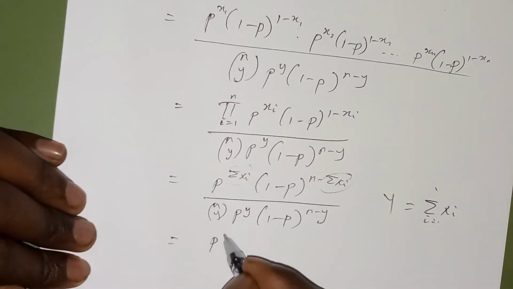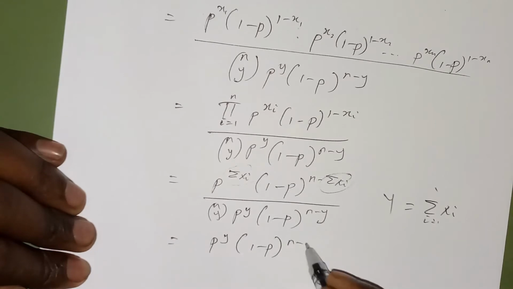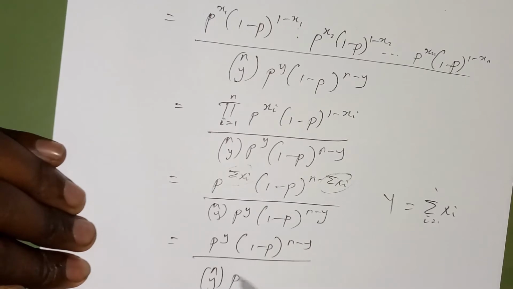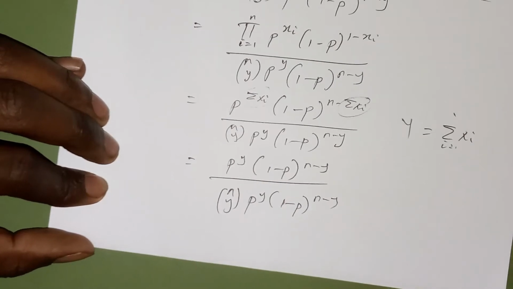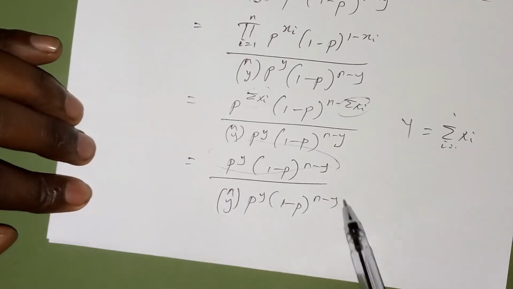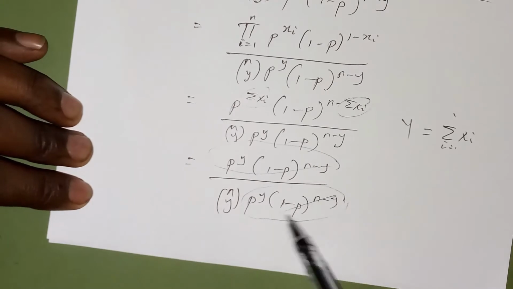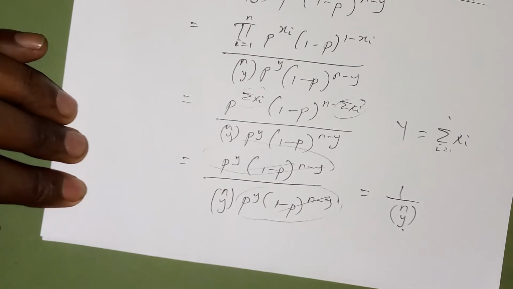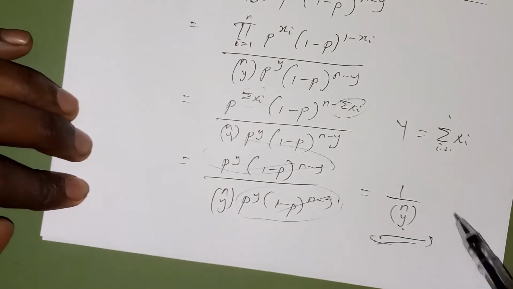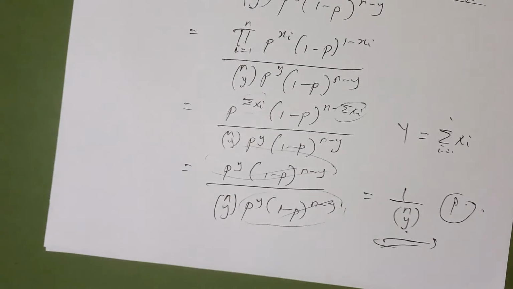So we are going to say p to the power y into 1 minus p to the power n minus y, all over n plus y, p to the power y, 1 minus p to the power n minus y. As you can see, this expression is the same as this part, so we can cancel these two and we get 1 over n plus y. It is clear that this answer does not depend on the parameter p, hence we can conclude that y is a sufficient statistic for the parameter p, since its conditional probability given y does not depend on p.